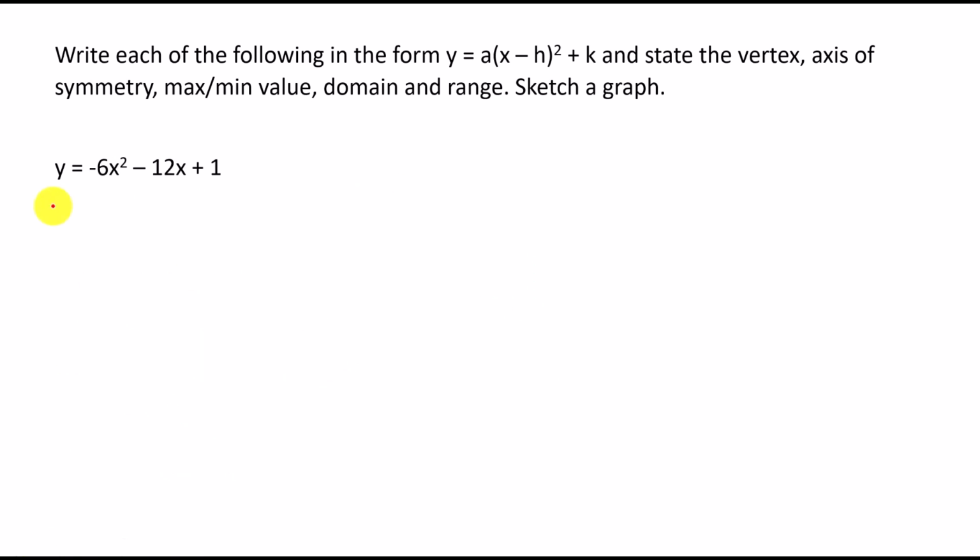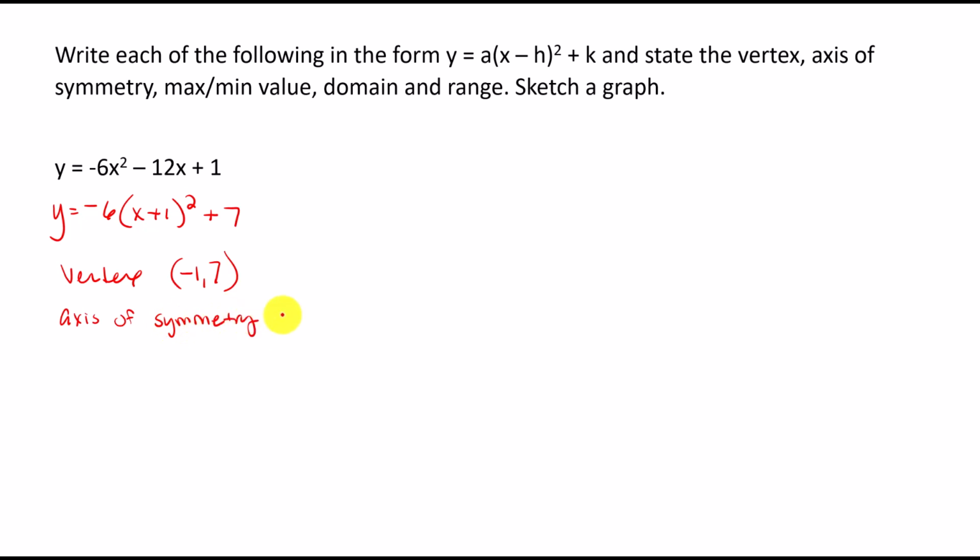All right, so again, you're going to write it in completed square first, which is going to look like this. You're going to have -6(x + 1)² + 7. Okay, from there, you should have identified the vertex to be (-1, 7). So opposite sign, same sign. And then your axis of symmetry is going to be x = -1.